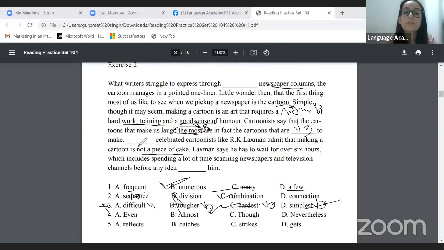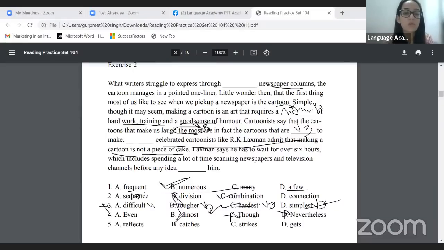Now we need something to start a sentence. The sentence has only one piece of information. So whenever we have one piece of information, though cannot come in that case, because though always comes, although, despite, they always come when you have two pieces with a comma in between. So although, despite is not possible. Nevertheless comes with the comma after the blank. There is no comma, so nevertheless cannot be the answer.